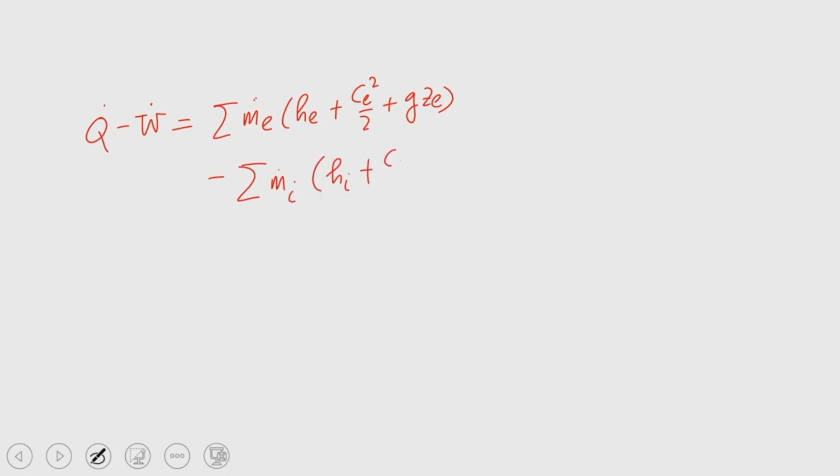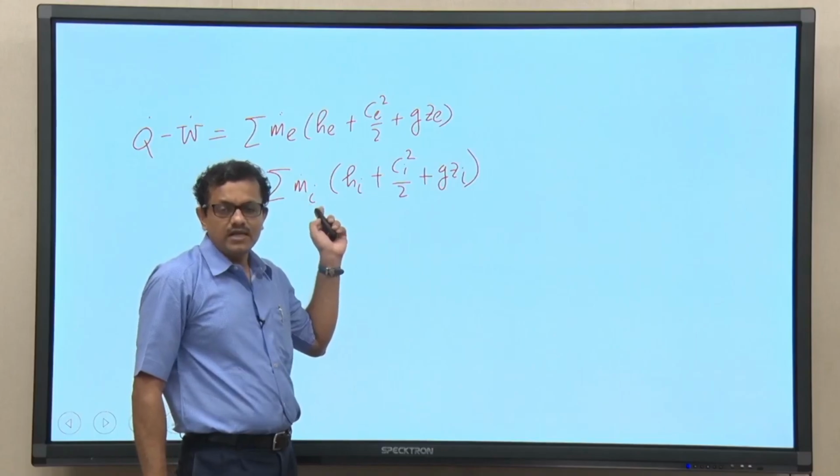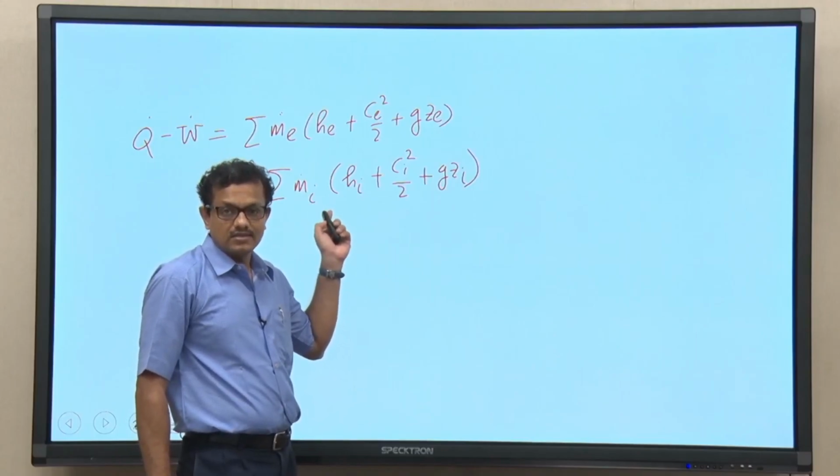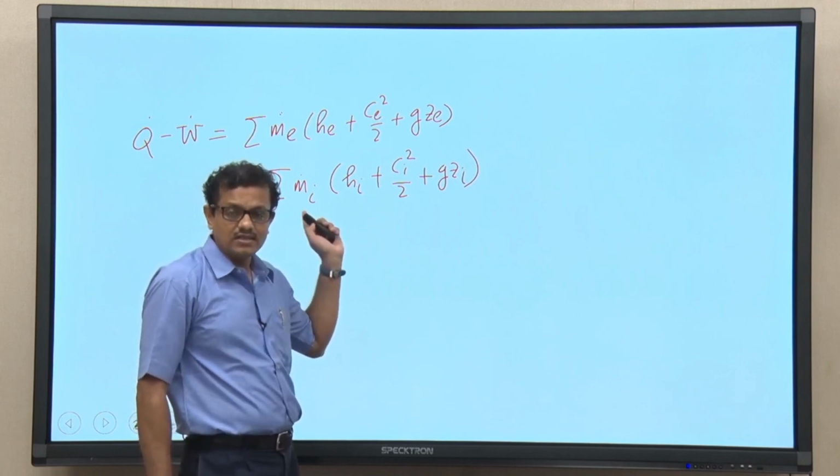So, the energy balance equation we can write as Q dot minus W dot equals m dot e times (h_e plus C_e square by 2 plus g Z_e) minus m dot i times (h_i plus C_i square by 2 plus g Z_i), right. So, this is the equation which is obtained for the steady state case. This is the energy balance equation for the steady state.